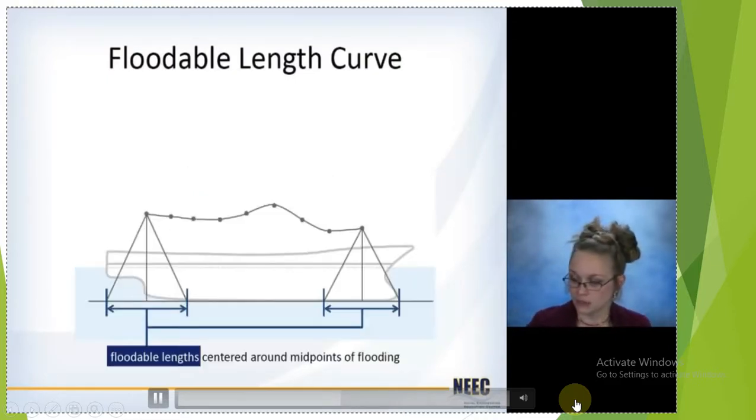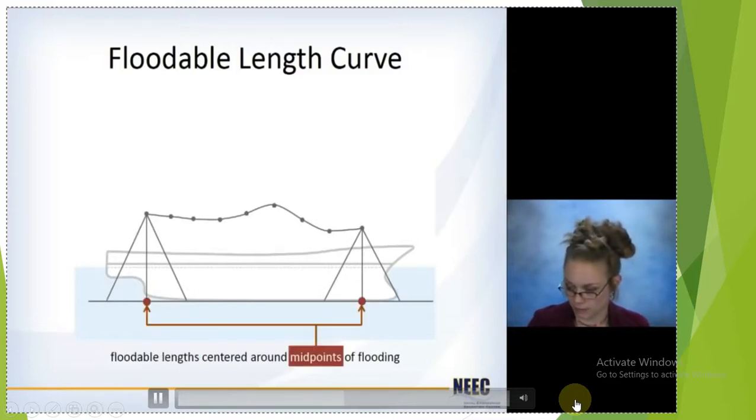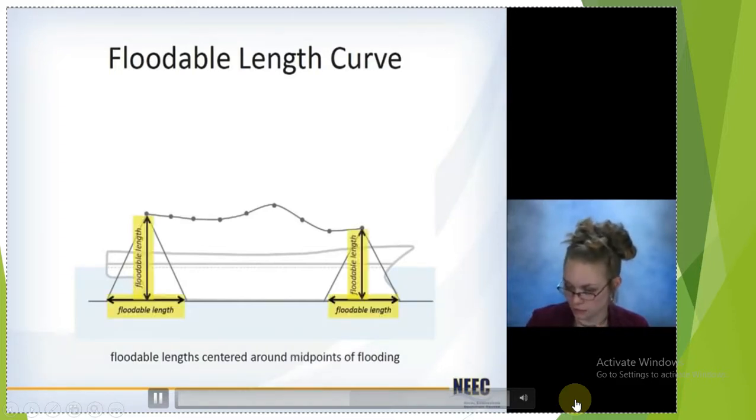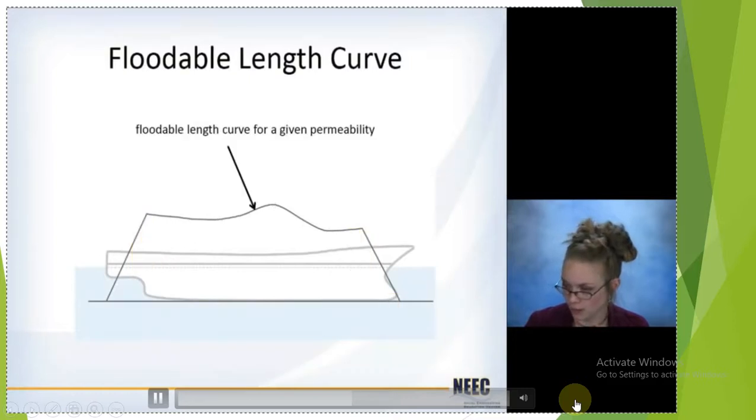Okay, so the floodable length curve. Remember that the floodable lengths are centered around the midpoints of the flooding, right here. You can take that and draw these little triangles here, and these will come into play in a little bit. But generally speaking, you draw floodable lengths, connect them with triangles here. And then once you clean it all up, this is the floodable length for a given permeability.